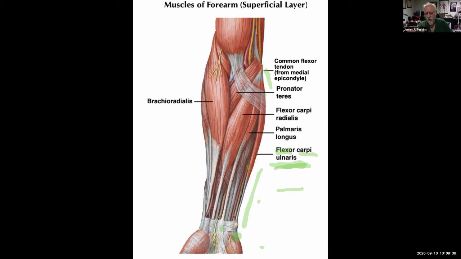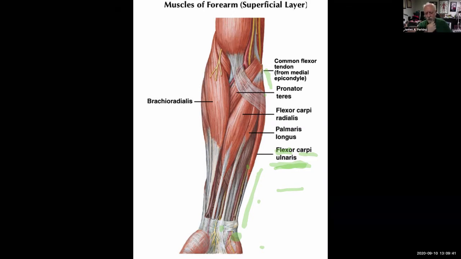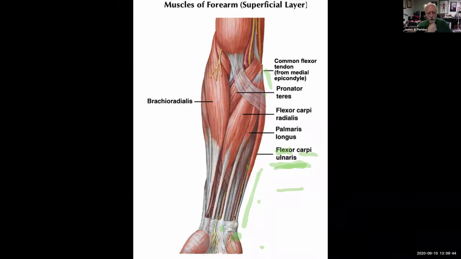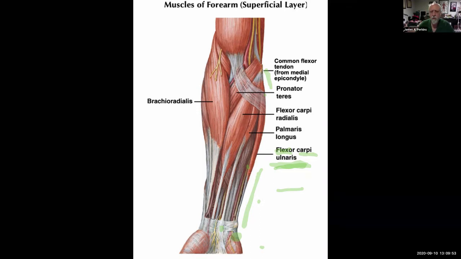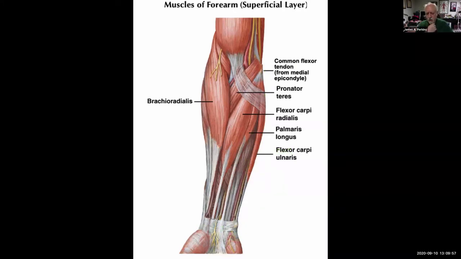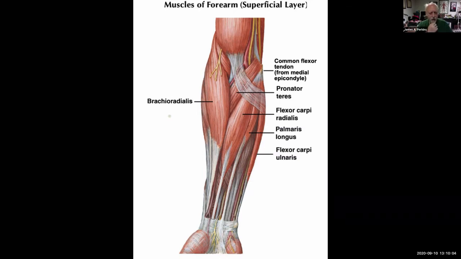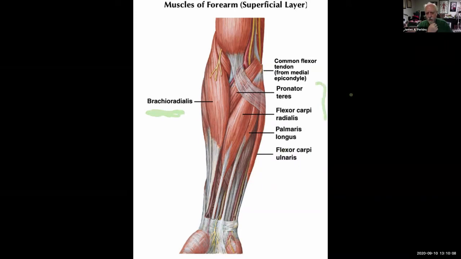So this is another muscle that's going to flex the hand at the wrist joint. It just happens to be located more on the medial or ulnar side of the forearm. And if I can clear my drawings. Now, I didn't say anything to you about innervation yet, as I've described these muscles of the anterior forearm. I did mention brachioradialis is innervated by radial nerve, but these are the true anterior compartment muscles.